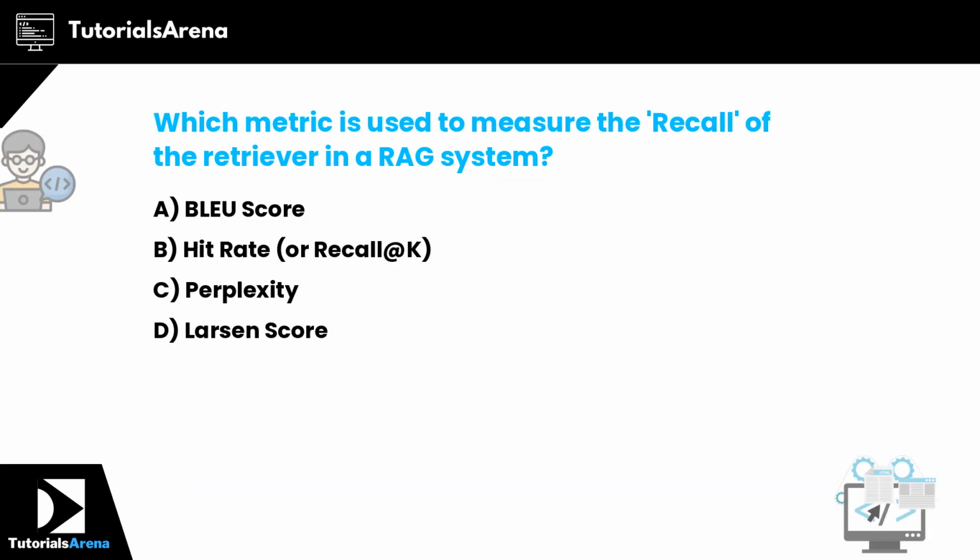Which metric is used to measure the recall of the retriever in a RAG system? The correct answer is option B, hit rate or recall at K.